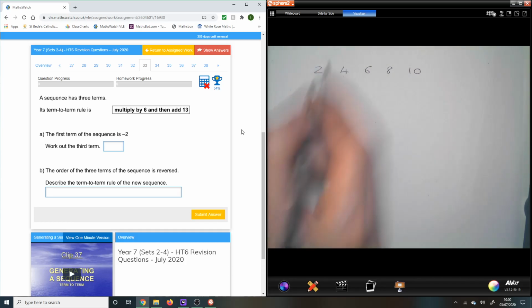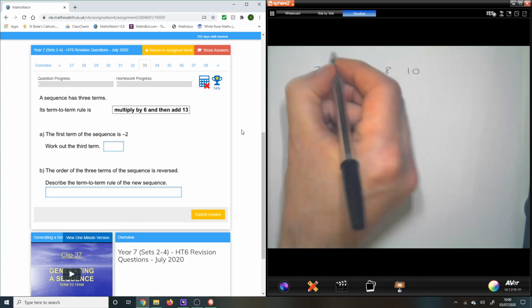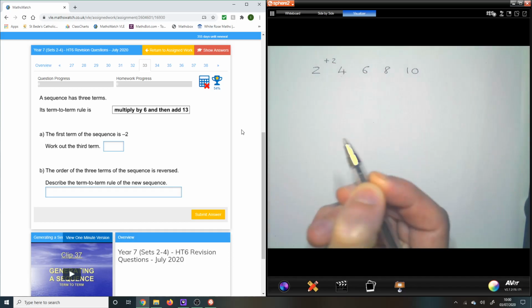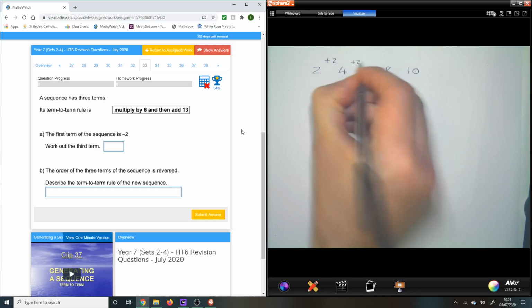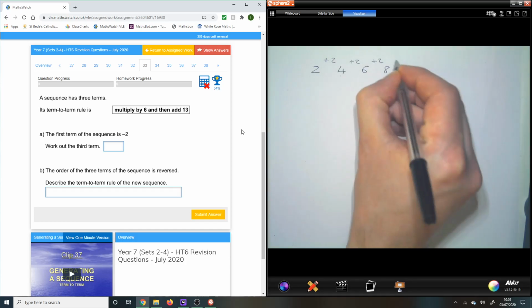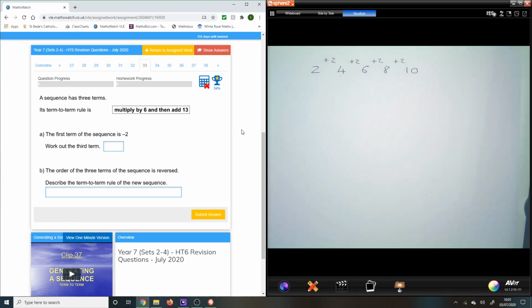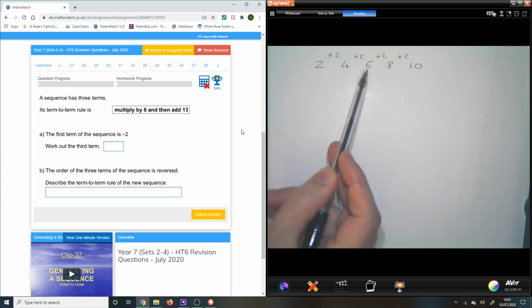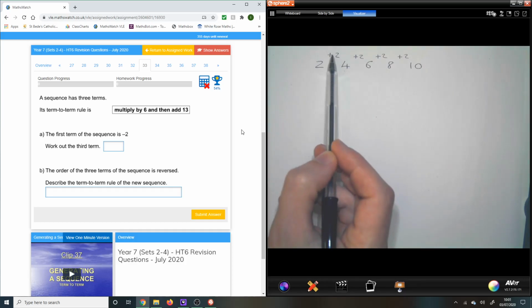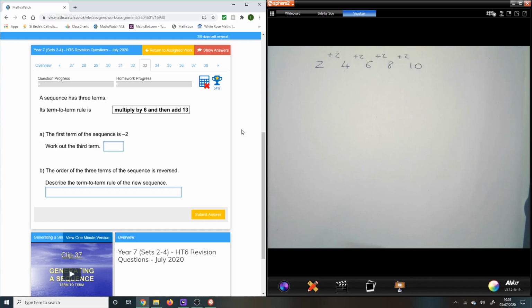In this case, then, how do you get from 2 to 4, 4 to 6, and so on? So each time we're adding 2. So our term-to-term rule in this case is add 2. So first term, second term, third term. This is our term-to-term rule. We add 2 each time.